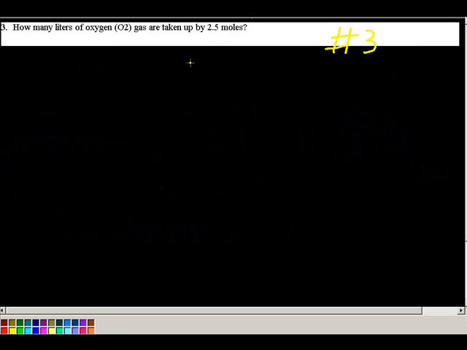Now once again, you make a big deal out of this. All mole problems are like a road map. They're going to either go from or to grams to moles, they're going to go from or to liters, or they're going to go from or to the number of items. And in this case, it's asking for liters taken up by a mole. So we're going to go from liters to moles, and that's a one-step problem.